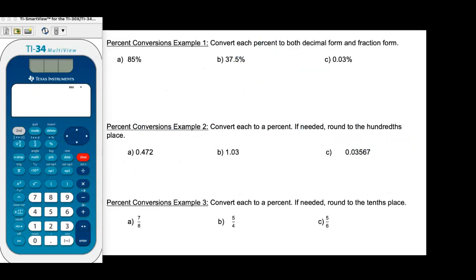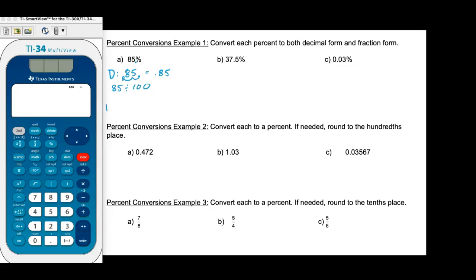Now let's jump into some examples. With this first example, we're going to convert each percent to both decimal form and fraction form. I'm going to do the decimal first. That's the easiest. To convert to a decimal, all we have to do is drop the percentage sign, and we take the decimal, which, remember, if you don't see it, it's always hiding there to the right of the last digit, and then you move it 2 spots to the left, and you end up getting 0.85. Remember, that's the same thing as 85 divided by 100 if you want to do that in your calculator.